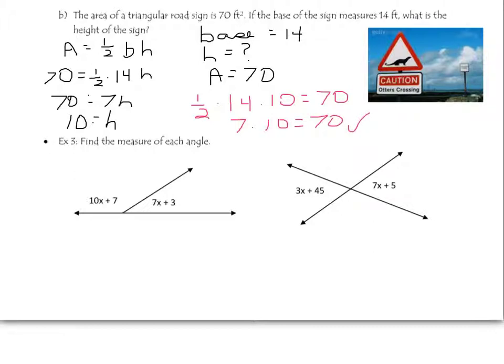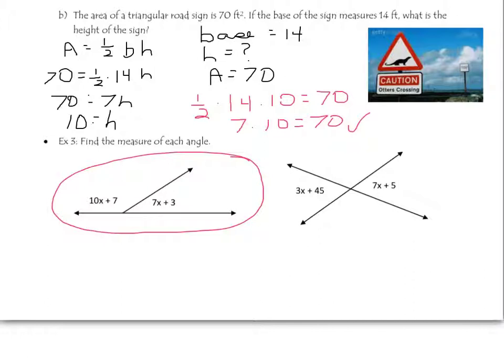Okay, let's do example 3. Find the measure of each angle. So in the first case, I want you to notice something. We're not finding x. I mean, we are, but that's not the answer. The answer is one angle is 10 times x plus 7, and the other answer is 7x plus 3. So when you solve for x, don't stop. Look back at your picture and see what it is they're asking for.